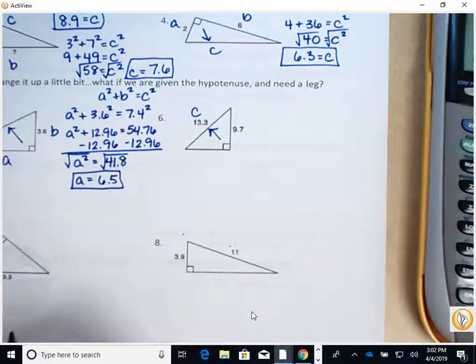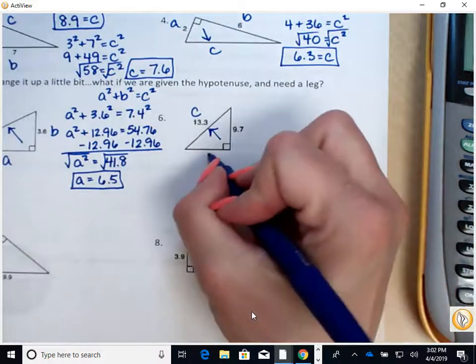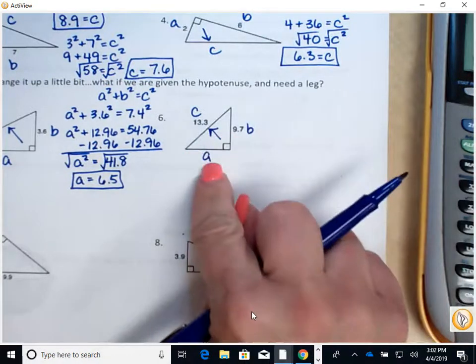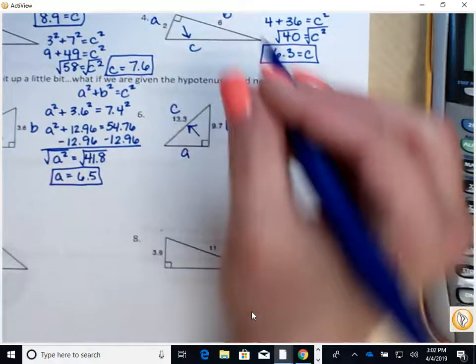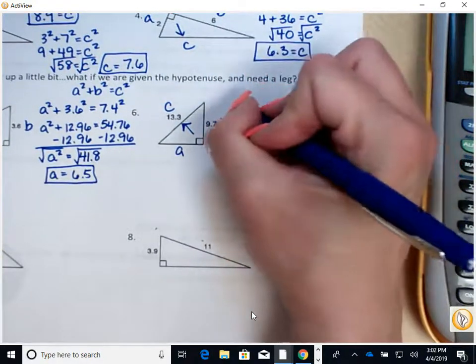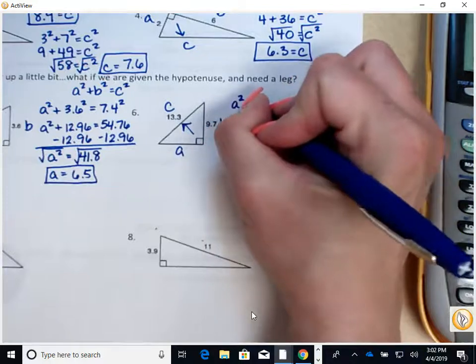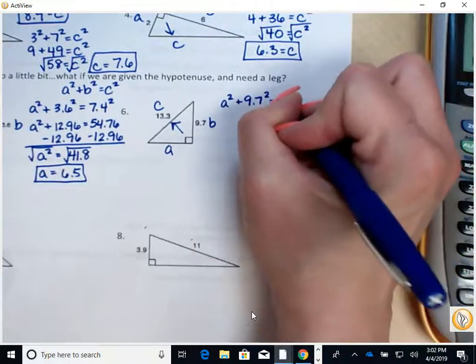Figure out which side's your C side, the opposite of the 90-degree angle, so your hypotenuse. You can call these A or B. I could have called that B and that A. It does not matter. I'll still end up with the same answer. Setting it into our equation of A squared plus B squared equals C squared, I got A squared plus 9.7 squared equals 13.3 squared.